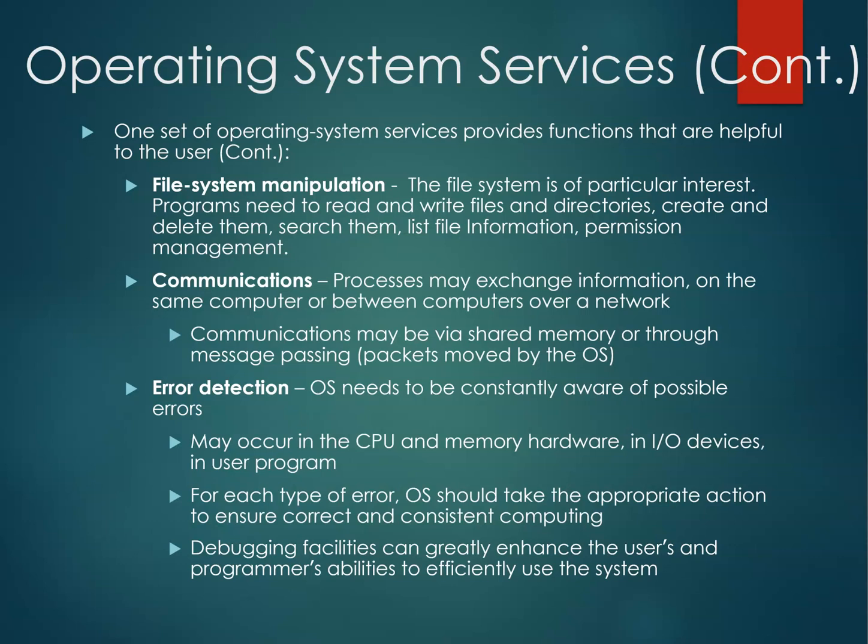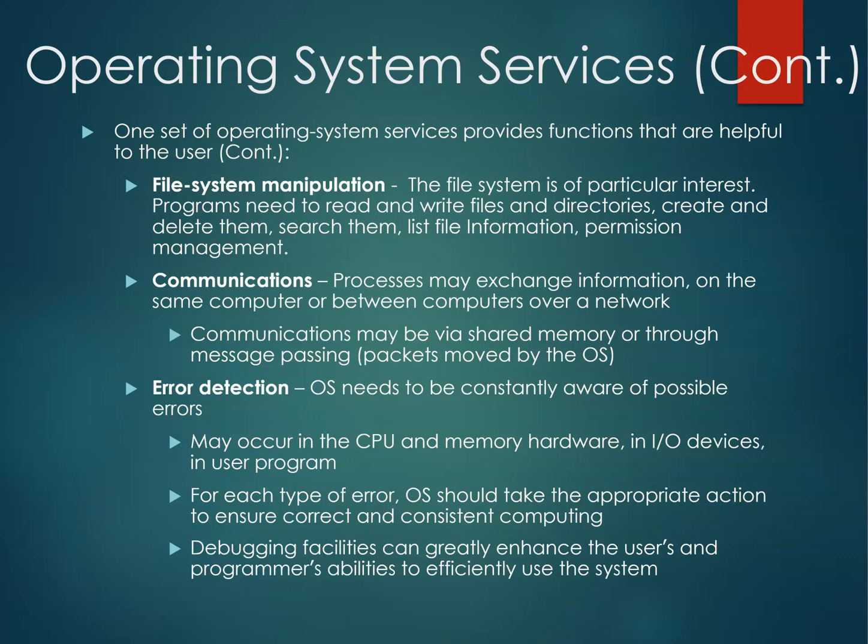One set of operating system services provide functions that are helpful to the user, and we're going to continue this. File system manipulation. The file system is important. Programs need to read and write files, accept directories, create and delete them, so on. Communications are also another factor, exchanging information on the same computer or between computers over the network. There are multiple approaches. There's either shared memory, or through message passing, which is packets moved by the OS from one process to another. We'll formally define what a process is later.